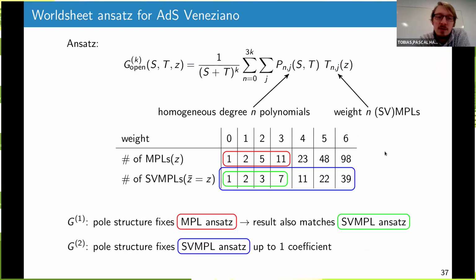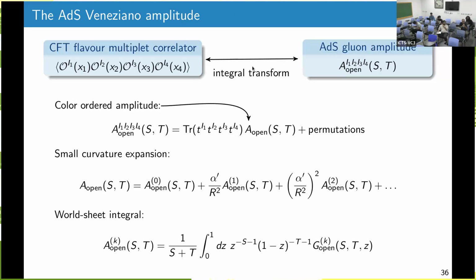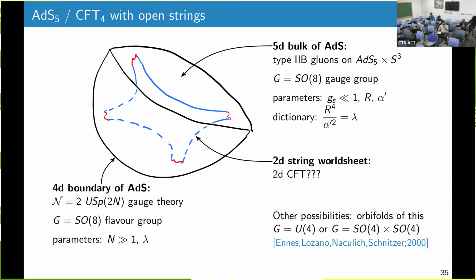In this case, we don't have maximal supersymmetry, so the ansatz is a bit bigger. We have single-valued polylogs. Tobias, just one clarification: the SO8 gauge field is a gauge group in the bulk, is that right? In the bulk you have the SO8 gauge fields living? Yes, and on the boundary it's a flavor group, because the boundary has the USp(2N) gauge group. On the boundary, yes, and it's SO8 in the bulk. Okay, thank you.